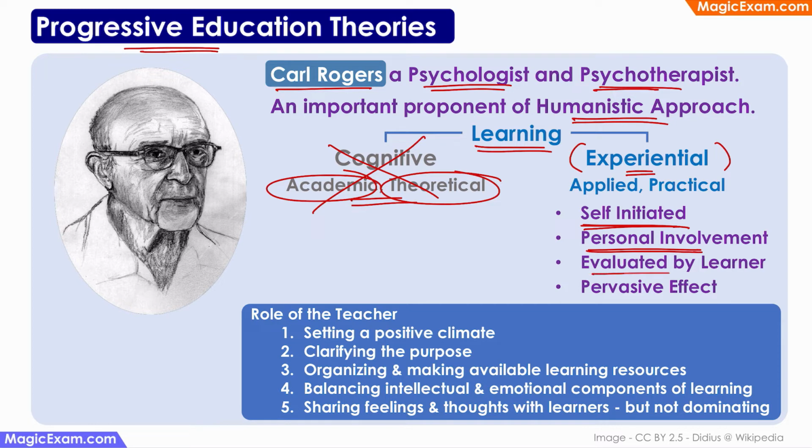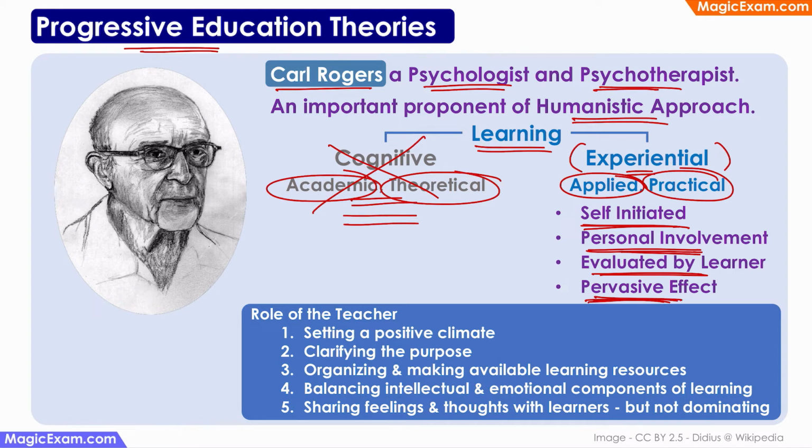And the evaluation of how well the learner is learning something is also done by the learner himself, because if the child is actually doing something, then the child knows whether they are doing well or not. So the evaluation also happens by the learner. And there is a pervasive effect, because we are talking about applied and practical experiences. This is not theoretical knowledge which can be forgotten very easily, because the children are doing it hands-on and are personally involved in it. So they tend to remember that for a much longer time. That is the pervasive effect he talks about.